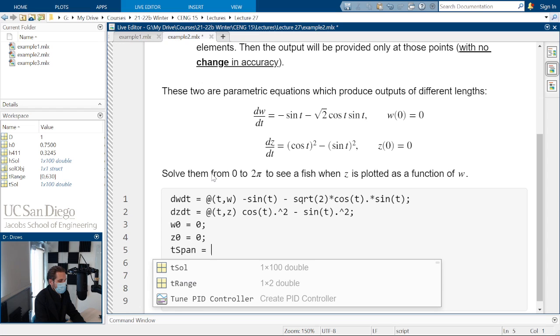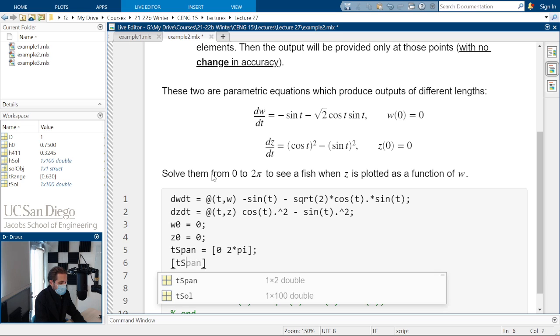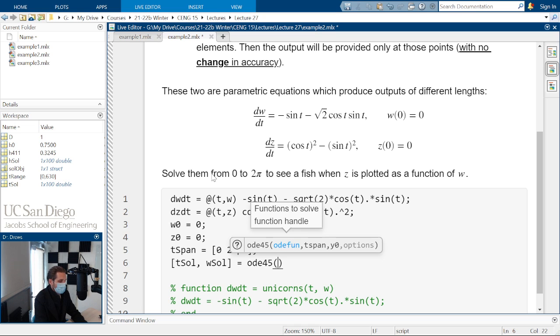And our t-span is going to be 0 to 2 times pi. Why 2 pi? Because it asked us to do 2 pi. Now we can solve both of these, and we'll get something like t-sol, and the first one will give us w-sol, and that'll be ODE 4.5. When you use an anonymous function, you can put that wrapper around there like we did before.